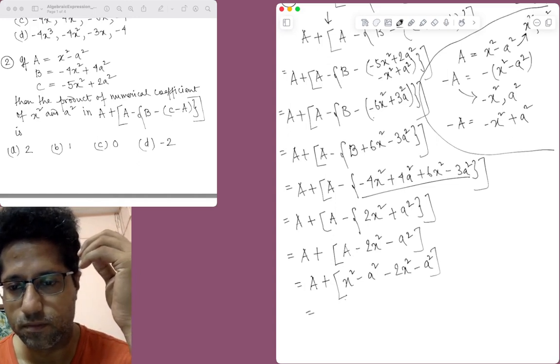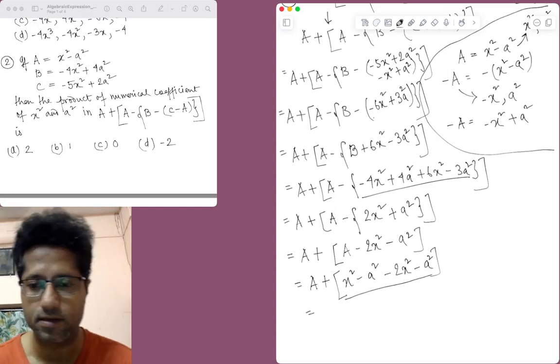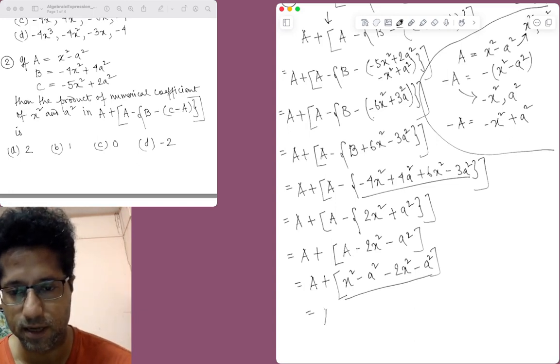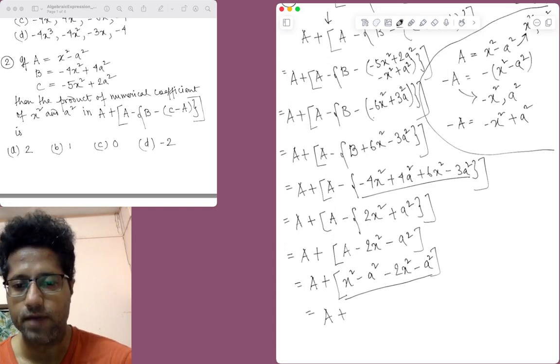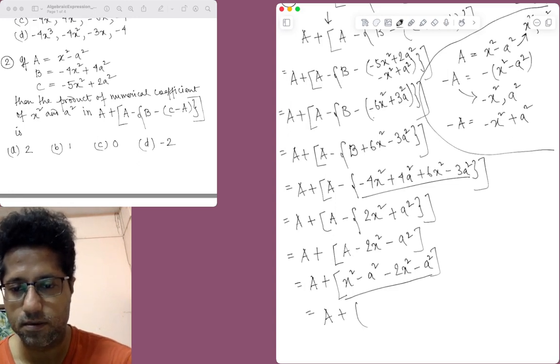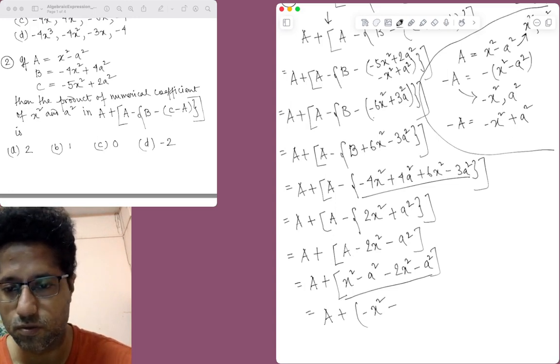Now we have to simplify the algebraic expression inside the square bracket, that is, add the like terms. When we add the like terms x square and minus 2x square, that is minus x square, and when we add the like terms minus a square and minus a square, that is minus 2a square.